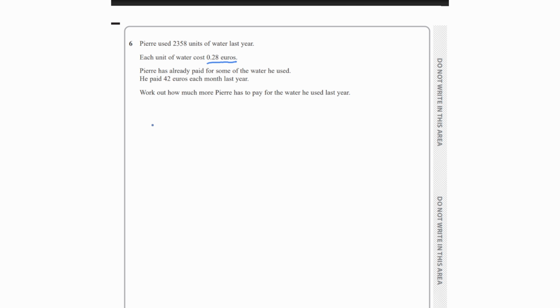So let's first off work out the total cost of the water. That's going to be equal to how many units he used, so 2,358 multiplied by the cost, which is 0.28 euros. And let's work that out. So use your calculator to do that. That comes out at 660.24 euros.